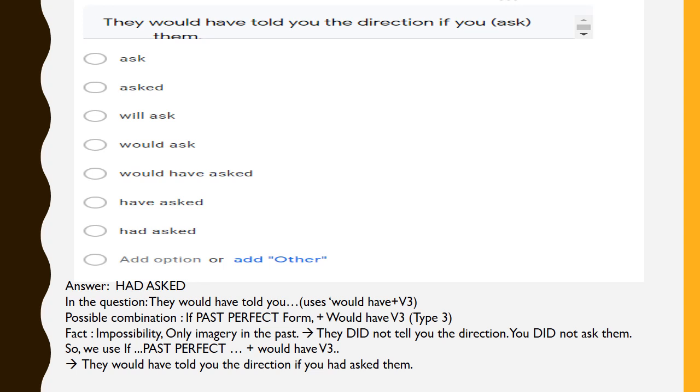Because the real situation is they did not tell you the direction. You did not ask them. So we use if past perfect combined with would have verb 3. So the sentence should be: they would have told you the direction if you had asked them.